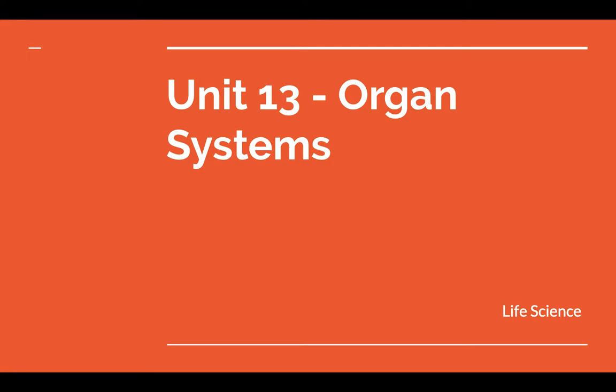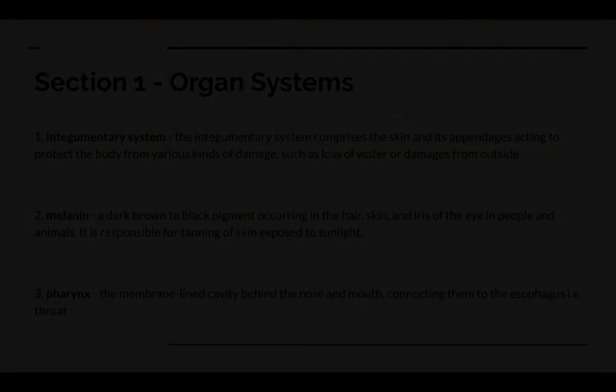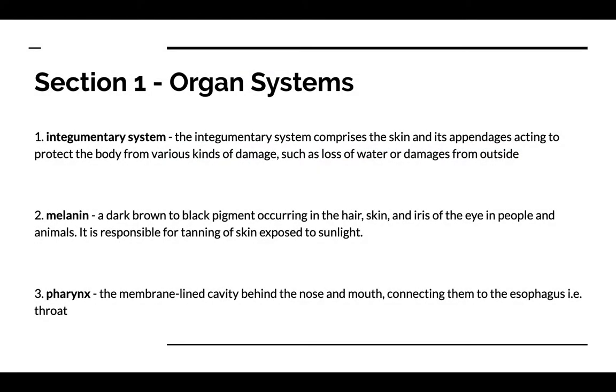All right, everybody, we'll go ahead and get started with Unit 13 notes on organ systems. We'll take a look at the vocabulary first. We have the integumentary system, melanin, and the pharynx. So the integumentary system, primarily we're going to be looking at the organ skin, but also it includes hair and nails as well, and we'll talk about different functions within.